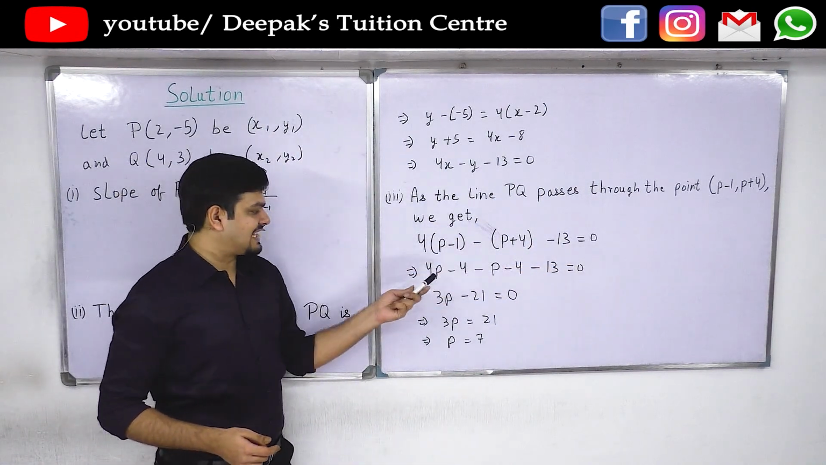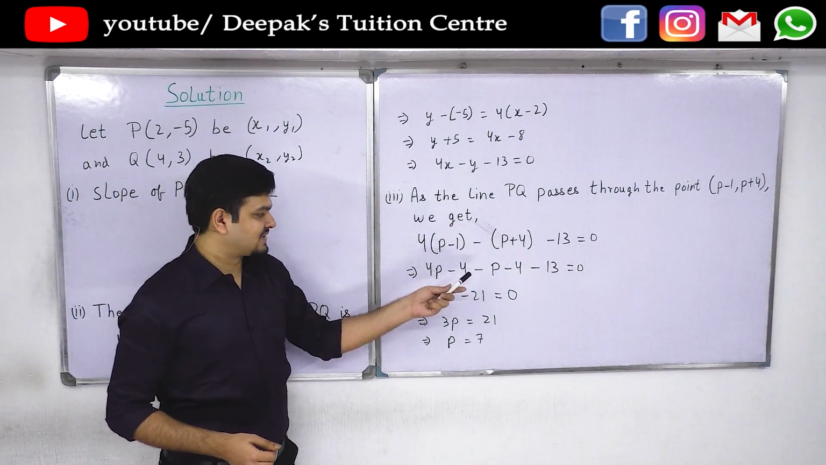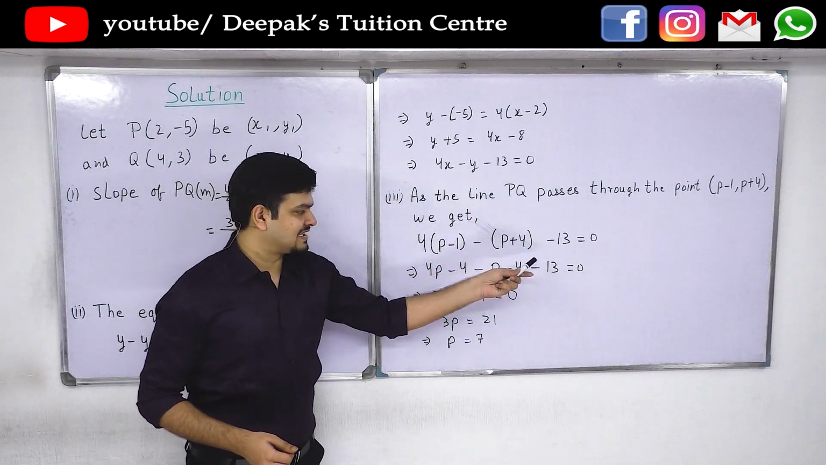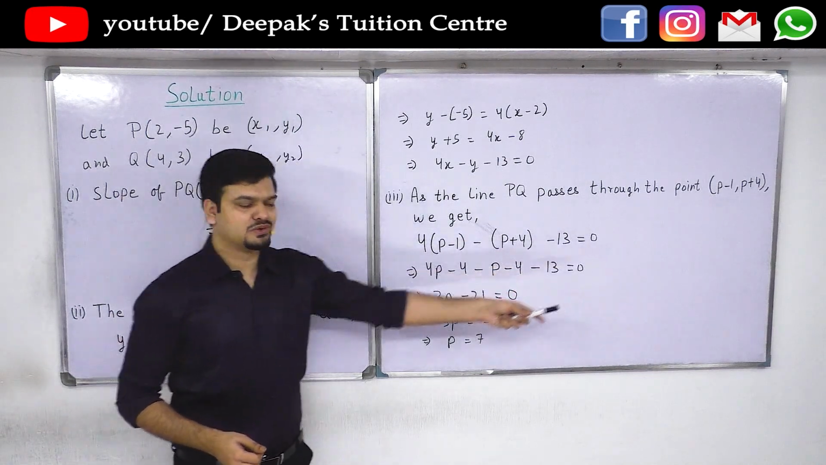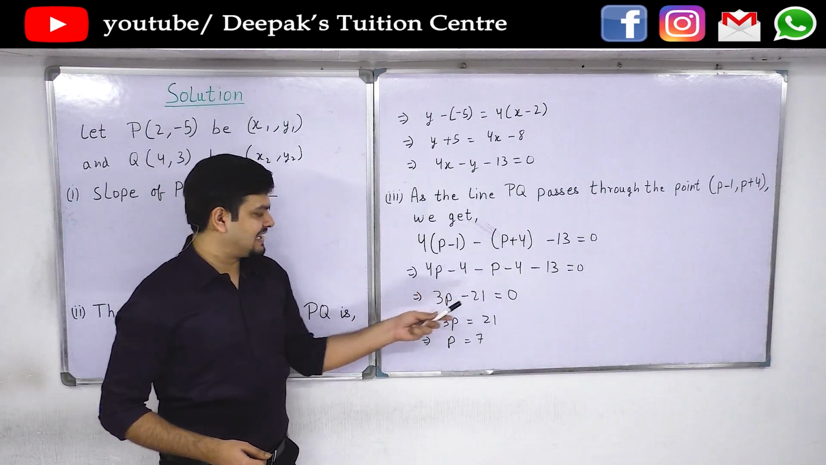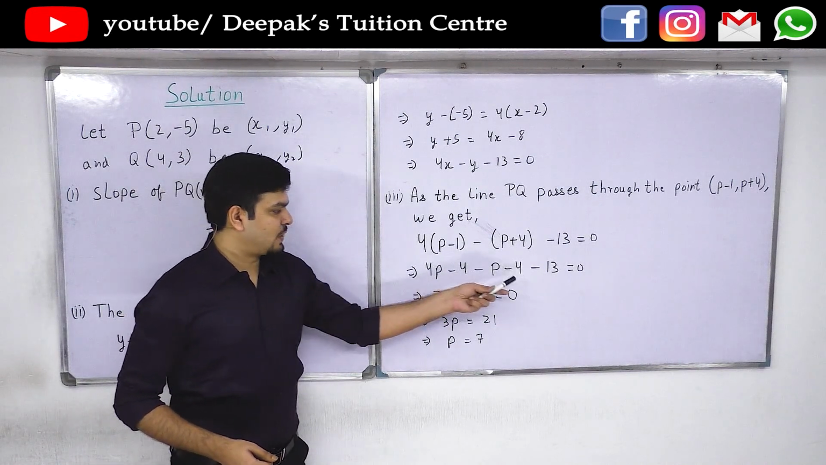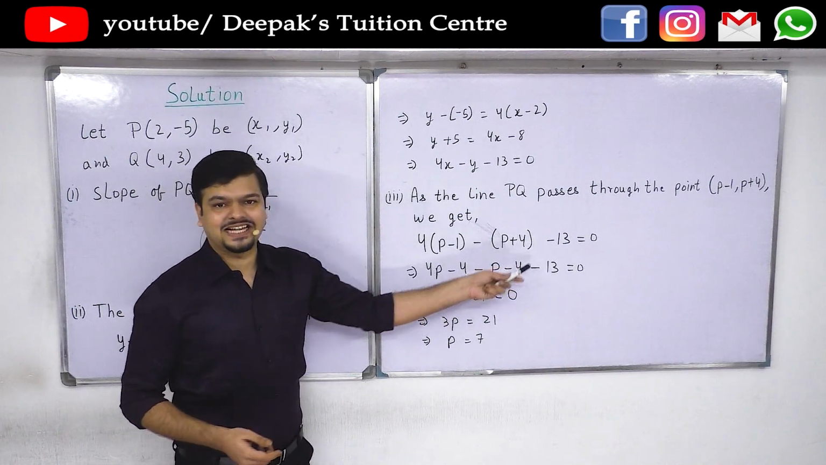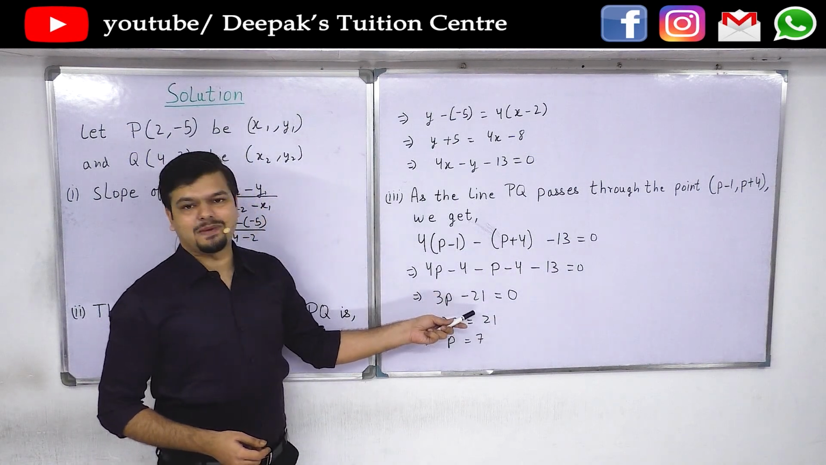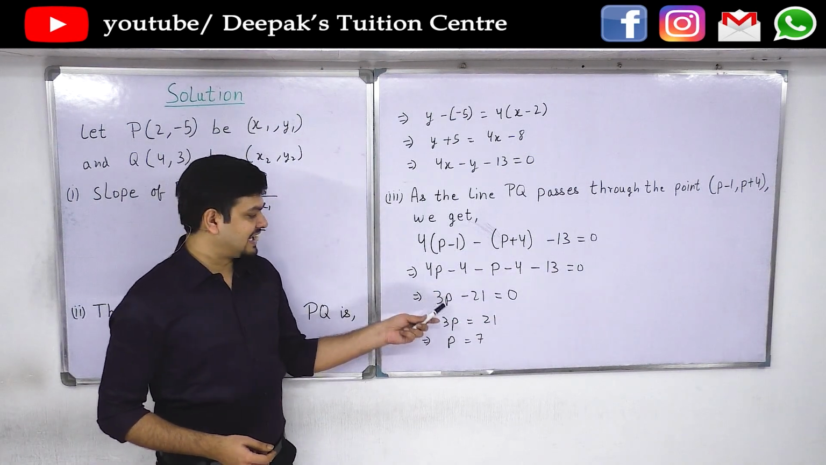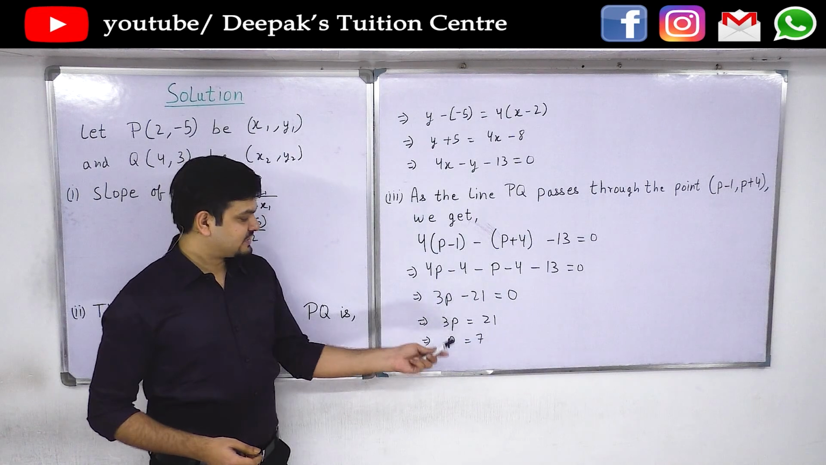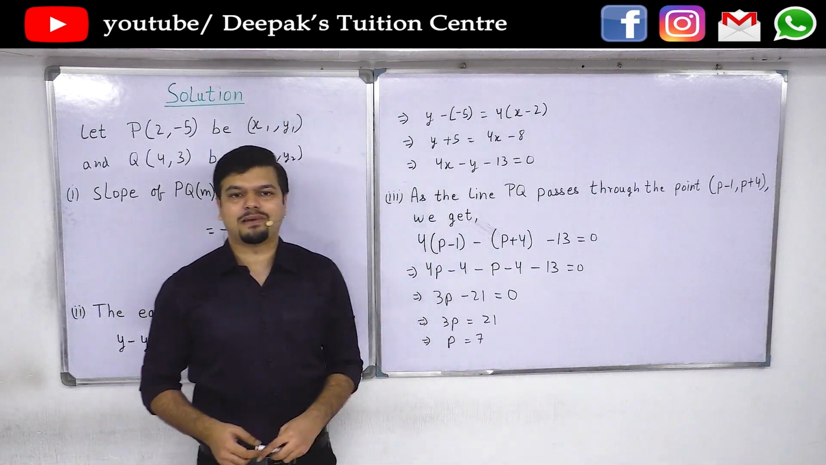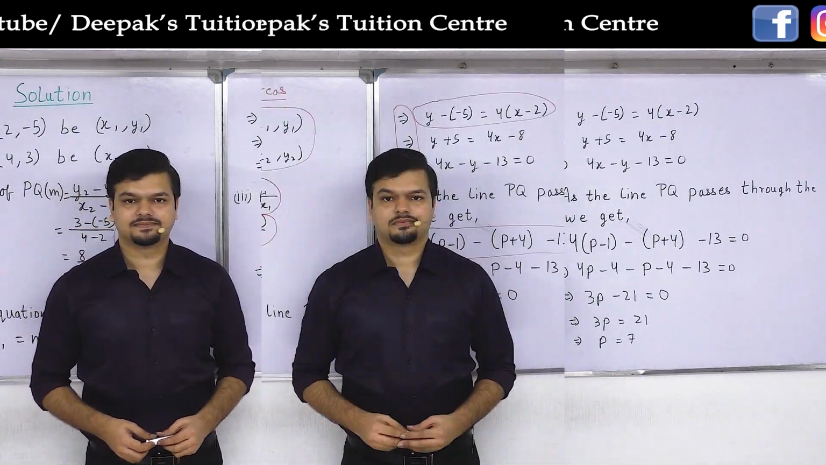We open the brackets, we get 4p minus 4 minus p minus 4 minus 13 equals 0. 4p minus p, that is 3p, minus 4 minus 4 is minus 8, minus 13 is minus 21. So 3p equals 21. So therefore p equals 21 by 3, that is 7.